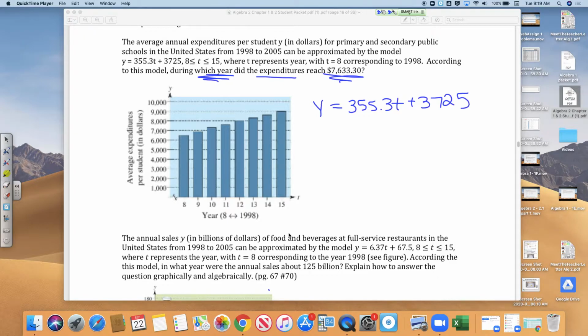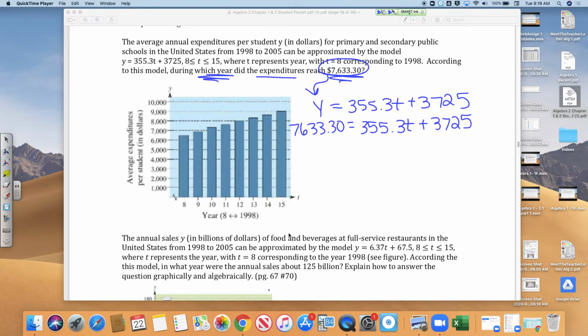Okay, so we know here from the problem that t is representing time, which is years. So we are trying to solve for that variable, for t. We know here that what this equation is equaling to is the amount of money. So it says the annual expenditures per student in dollars. That's what the y variable stands for. So when we go to solve this, we are going to substitute this number here in for y because the y is representing the amount of money the equation is equal to. So I'm going to replace in 7,633.30 into this equation, and then I'm going to solve for t.